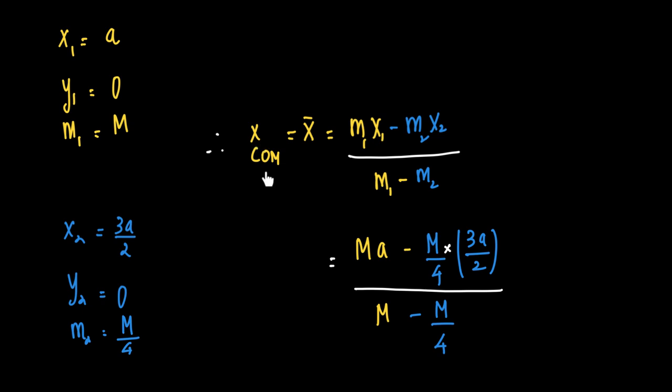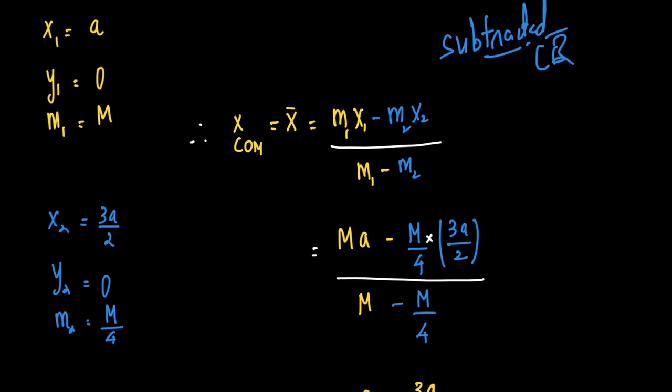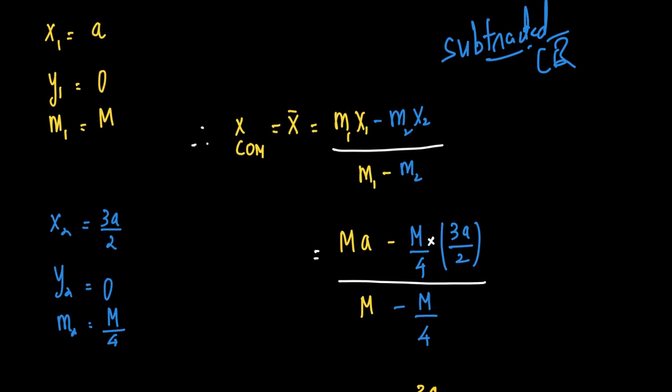The x coordinate of the center of mass, which is equal to x bar, will be equal to m1 x1 this time minus m2 x2. Why minus? Because the body is subtracted in the composite body method. And so will be the case with m1 minus m2. Substituting the values, x1 is a, x2 is 3a by 2, m1 is m, m2 is m by 4.